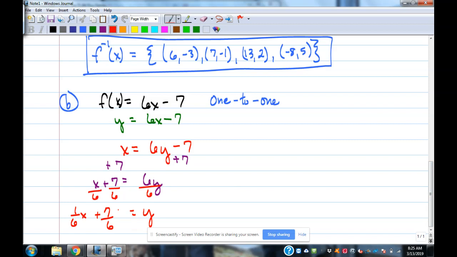I'm just writing it that way because that's slope-intercept form. You got the slopes more obvious there. If you wrote x over 6, that would be fine with me. Or if you just wrote x plus 7 over 6, that's fine. But the inverse function notation should be f inverse of x is equal to 1/6 x plus 7 over 6.